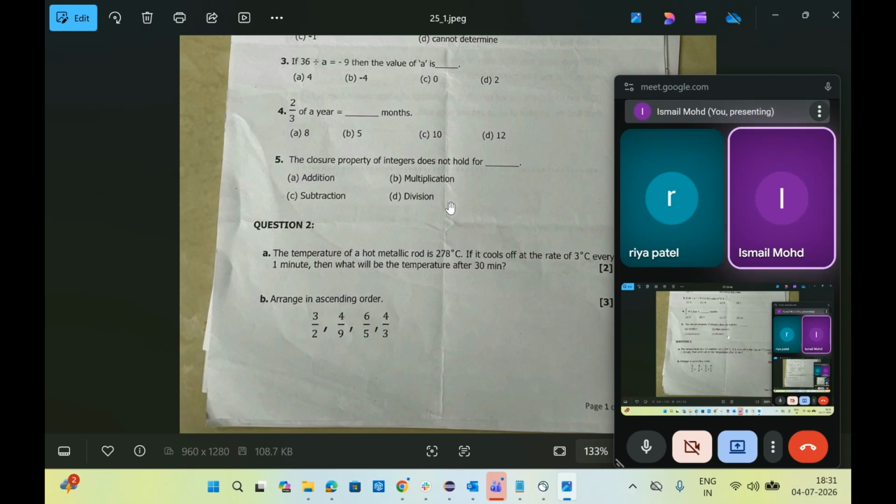Clear? You have to be very clear with these properties: closure, commutative, associative, and distributive. These four properties you have to be very clear about.